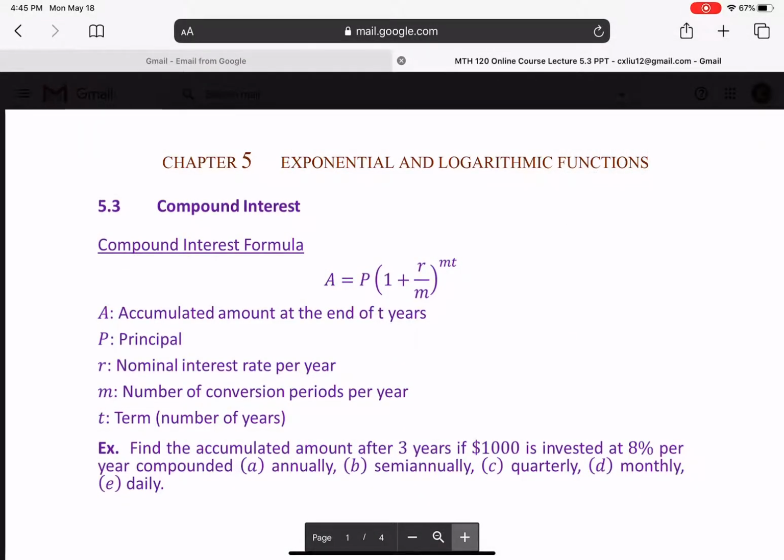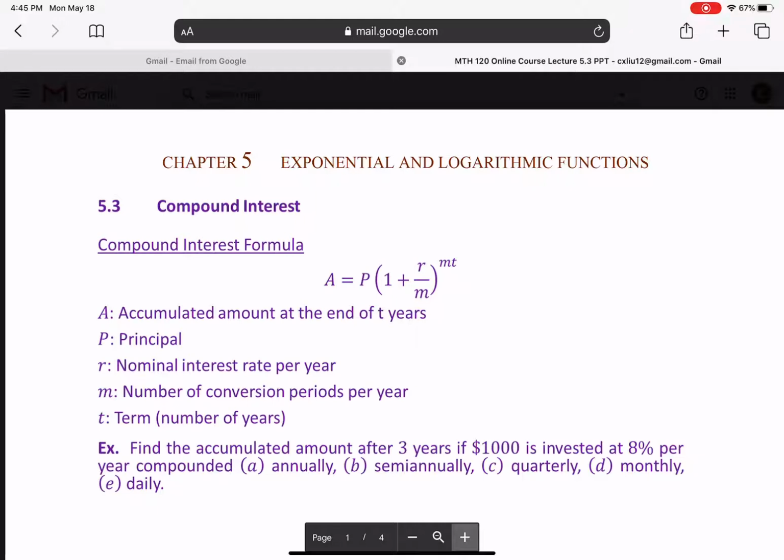Hello, today we're going to discuss 5.3 compound interest. This is the application of exponential functions in economics. Suppose you have $1,000 and you want to deposit it in your account in the bank. How do you calculate the interest?